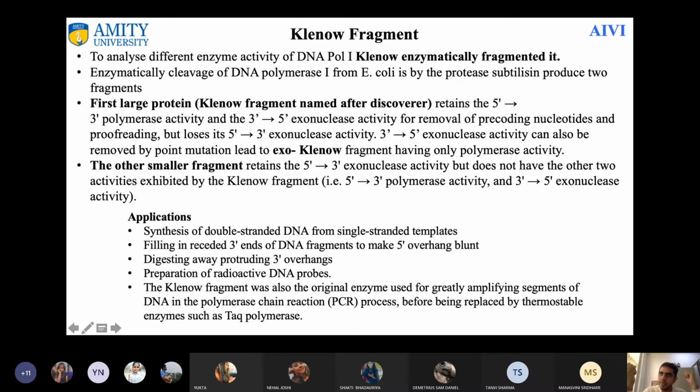And the PCR that we are talking about now, in earlier times before thermostable enzymes, when Kary Mullis was describing it, at that time Klenow fragment was used in amplification of your DNA, but now we are using PCR because we have the thermostable enzymes.